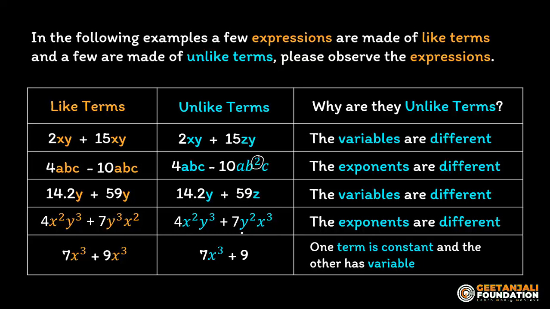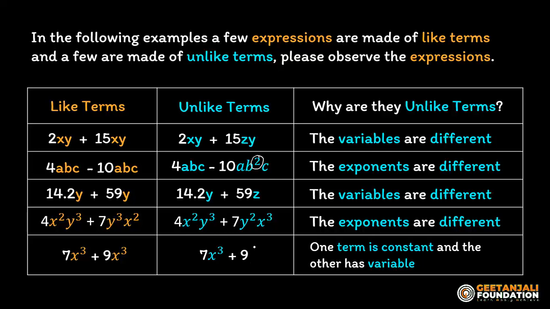Here xy, that's fine, but here x squared and here x cubed. Here y cubed and y squared. These are unlike. So exponents are different, therefore these two are unlike terms and this expression is formed by two unlike terms. Here one term contains a variable whereas the other term is a constant. So these two are unlike terms, and this expression is formed by two unlike terms.